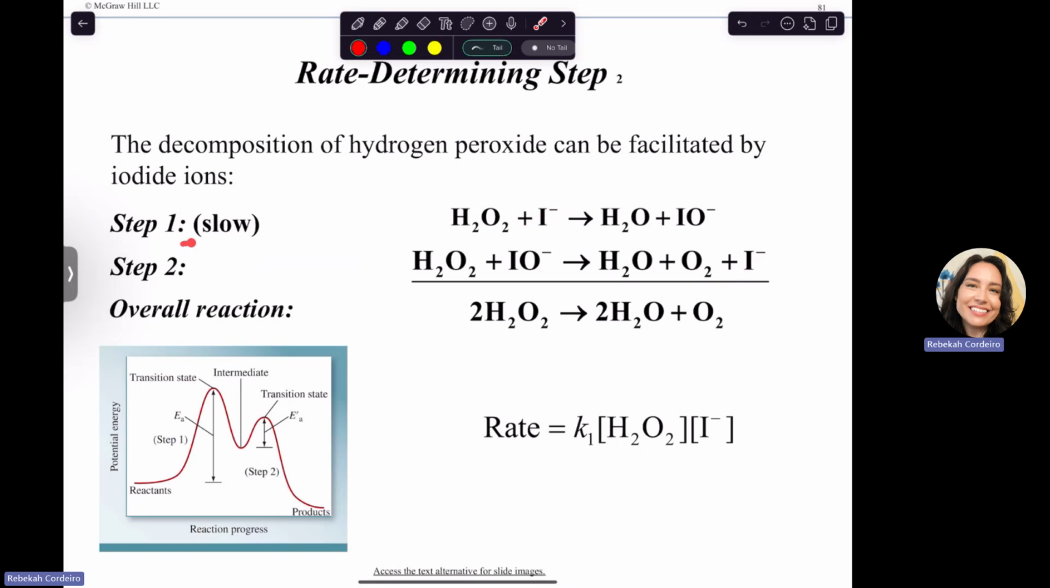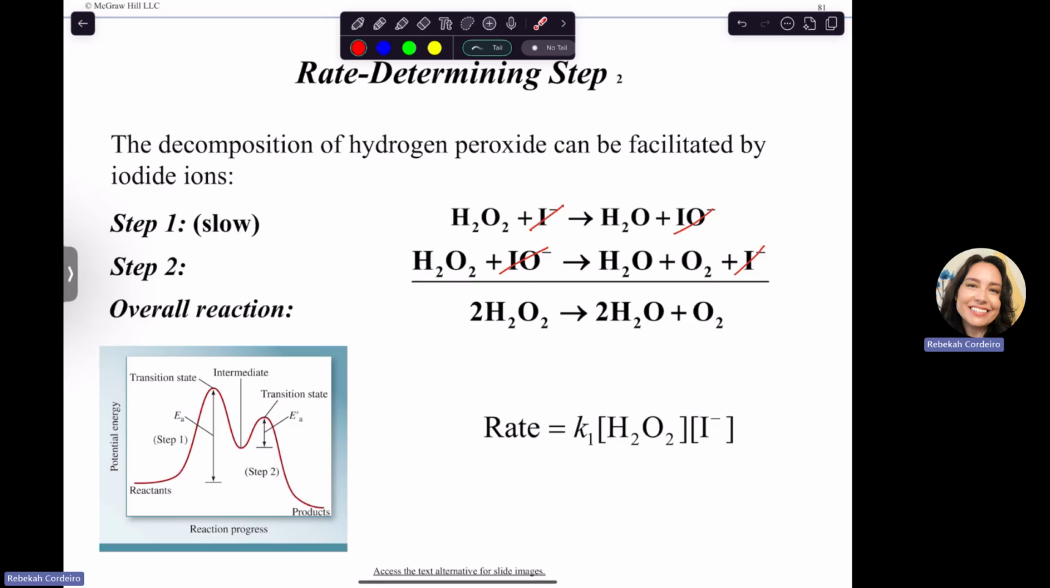So if they tell me step 1 is slow, step 2 would be faster. The overall reaction is the 2 of these added up. So let's think about what we can cancel. We can cancel out I minus. We can cancel out IO minus. And what are we left with? 2H2O2, 2H2O, and an O2. And so this mechanism works for rule number 1, which is we can add it up to get the overall reaction.